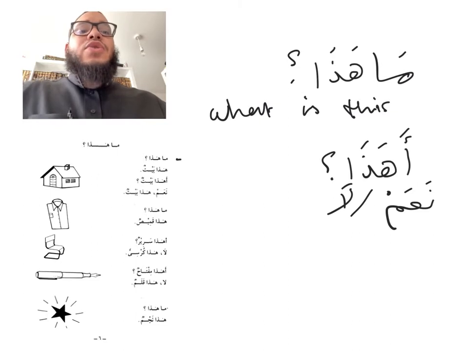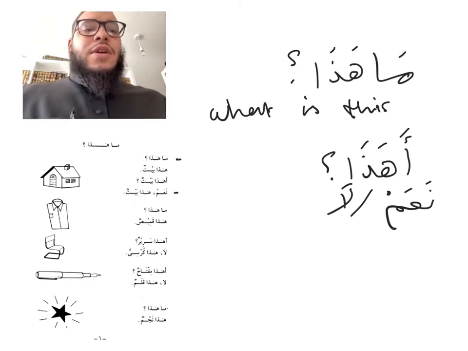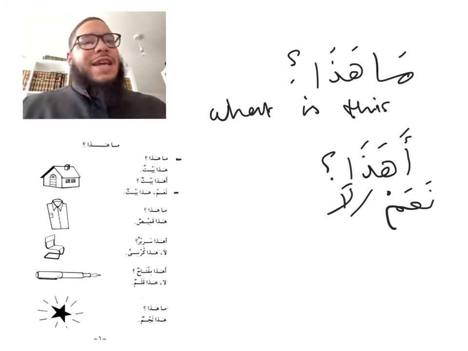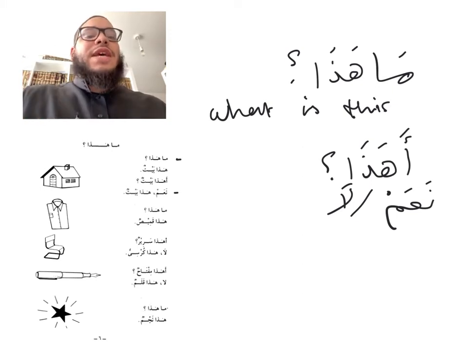So أهذا بيت? نعم هذا بيت. ما هذا? What is this? هذا قميص. This is a shirt. أهذا سرير? Is this a bed? In the picture we can clearly see that this is not a bed. So we say لا, no. Then we affirm what it is. هذا كرسي. This is a chair.